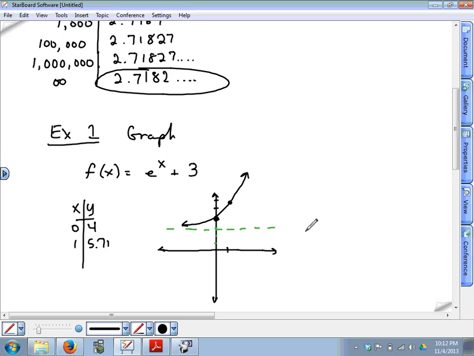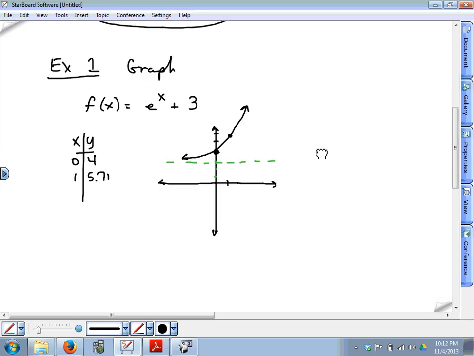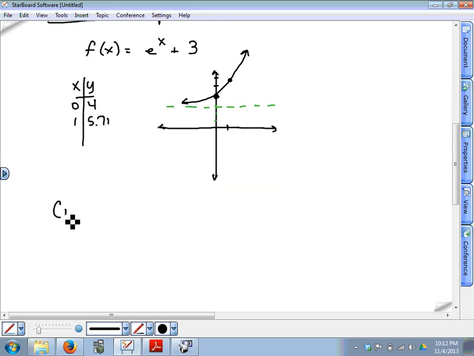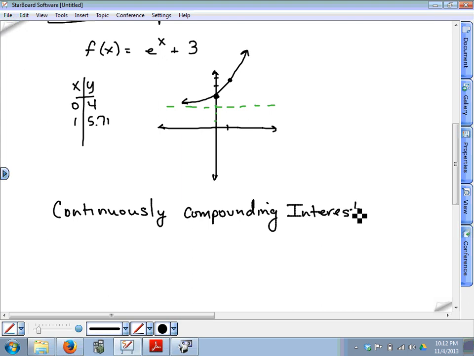What we're going to use a lot of, not necessarily in this particular section, but in 4.4 and 4.5 and even 4.6 of our textbook, is something called continuously compounding interest.